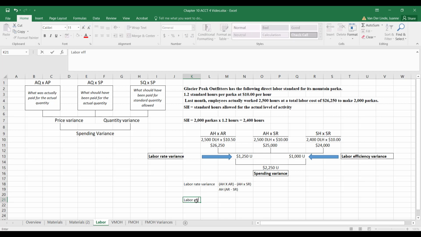And with the labor efficiency variance, again, it would be that middle portion, the AH times the SR minus the SH times the SR, and we can shorten that if we wanted to pull out that common SR and multiply that by the difference between the actual hours and the standard hours there. So those are the formula methods that I was talking about, where once you understand this diagram and you're comfortable with finding and labeling those variances, you can really come down to a point where you're actually just using these shortened versions of those formulas.